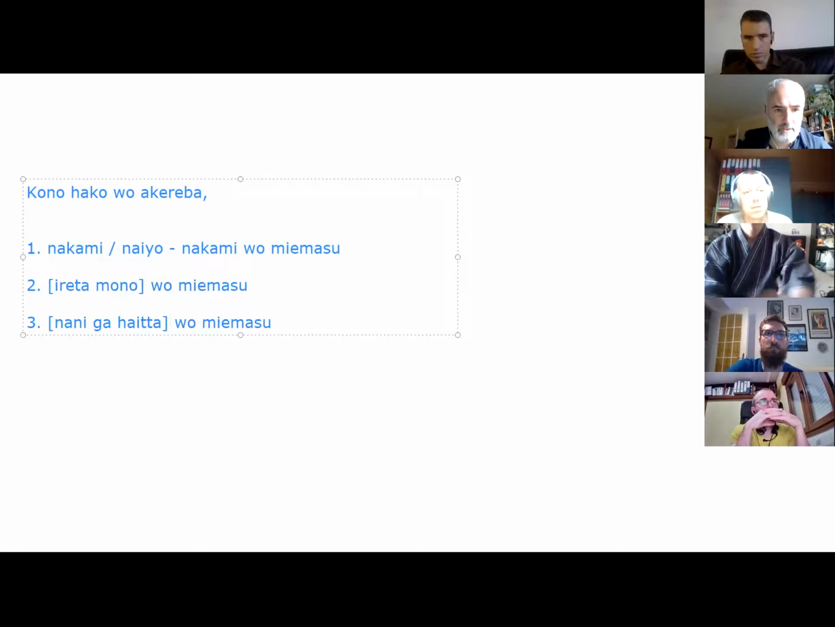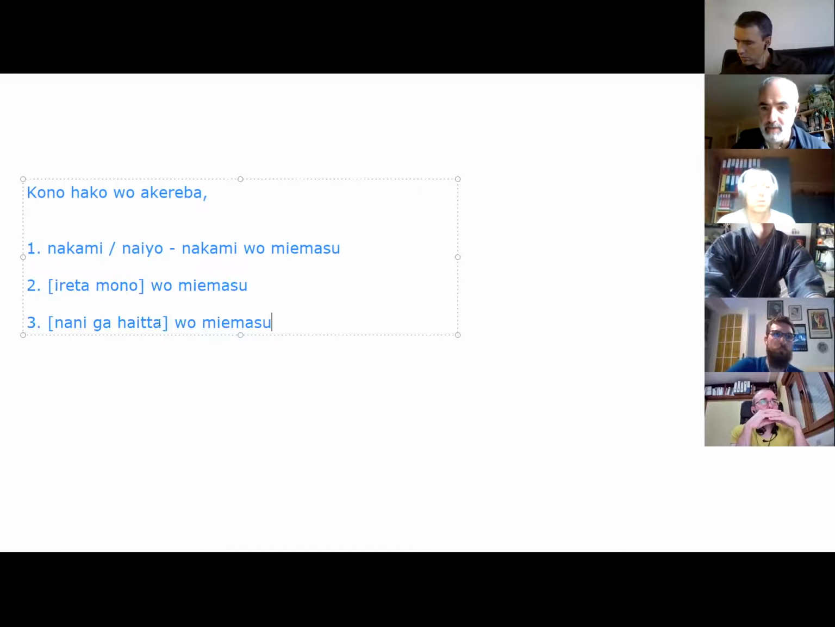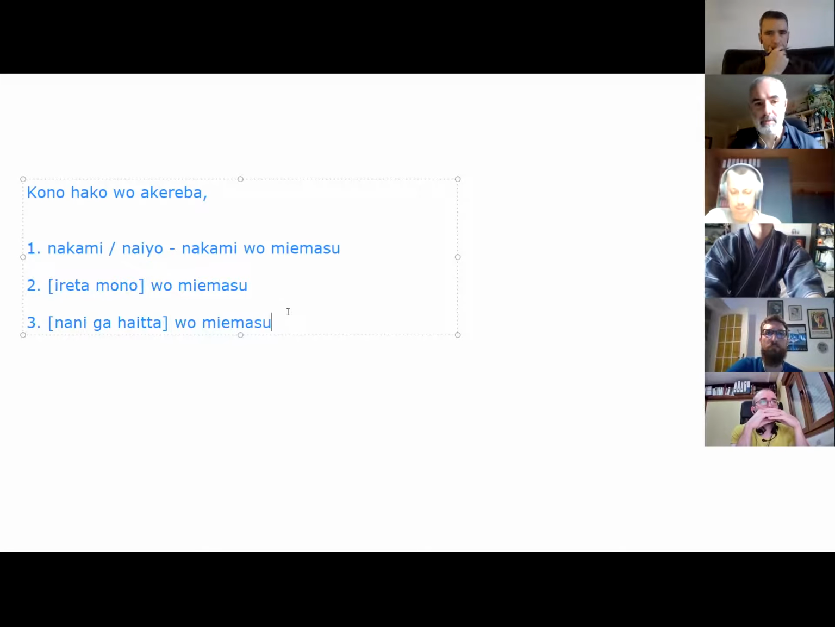So this is putting a little sentence, something which has gone inside something. This is haita, from hairu, to go inside something, to enter, into the past tense. And then nani just means what. So what has been put inside, you will be able to see. Nani ga haitta o miemasu.